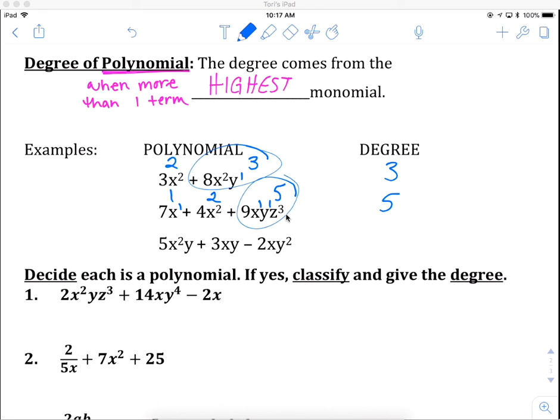Last one. So 5x squared y. We have an x with the second power, y to the first power. That means that degree is 3. Middle term. x has a 1, y has a 1. That degree is 2. Last one, negative 2xy squared. The x has a 1, the y has a 2. That degree is 3. In this case, we have a couple that are the same. These two both have the same degree. So we're just going to say the degree is 3. They're both the same. They're both the highest. So our degree is 3.